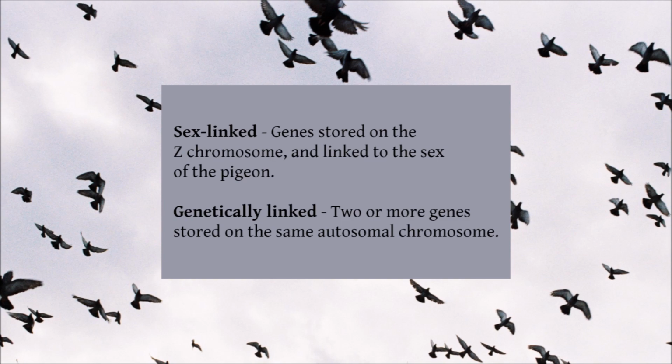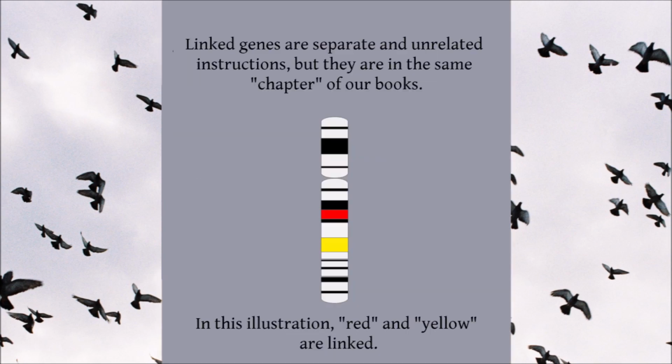Genetic linkage is similar to sex linkage insofar as it means two genes are stored on the same chromosome. The difference is this time it is an autosomal chromosome, not a sex chromosome. An example is the pattern locus and the spread locus, two genes found on the same chromosome. If you found the book illustration helpful, you can imagine that linked genes are separate and unrelated instructions, but they are in the same chapter of our books.